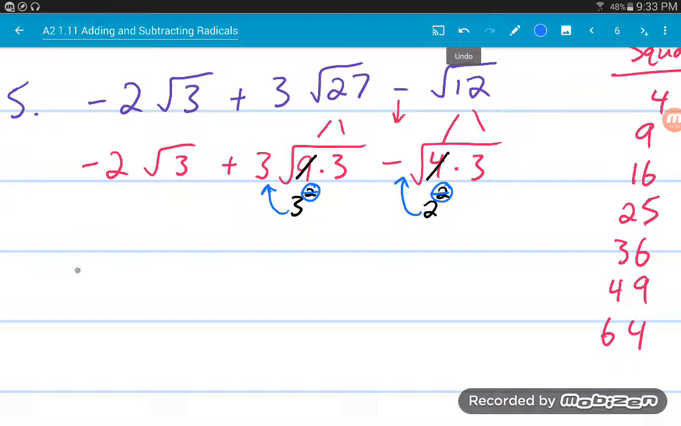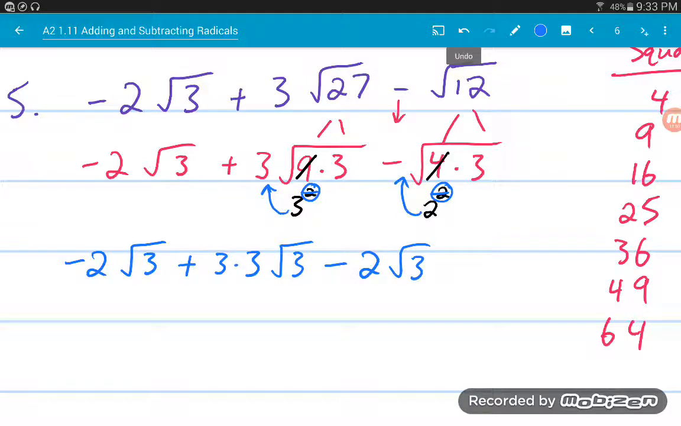So let me rewrite this, just keep everything neat. Negative 2, radical 3, plus 3 times 3. Right, so the 3 times 3. Who's stuck underneath? That guy. So I've got 3 times 3, square root of 3, minus 2, square root of 3. Take a second to figure out where those numbers came from. Back up if you need to. I can simplify just one thing. 3 times 3 is actually 9, right?